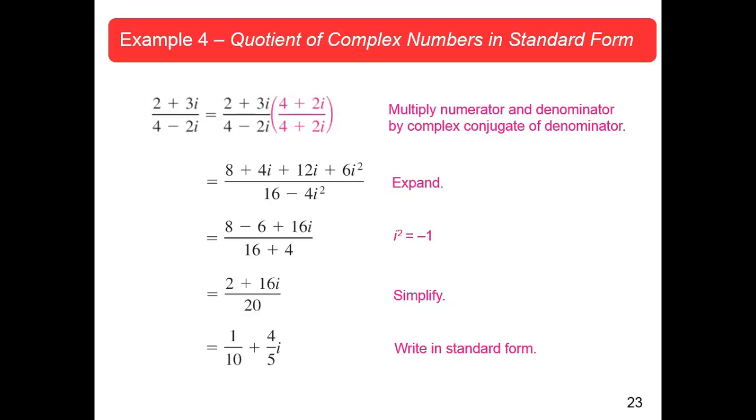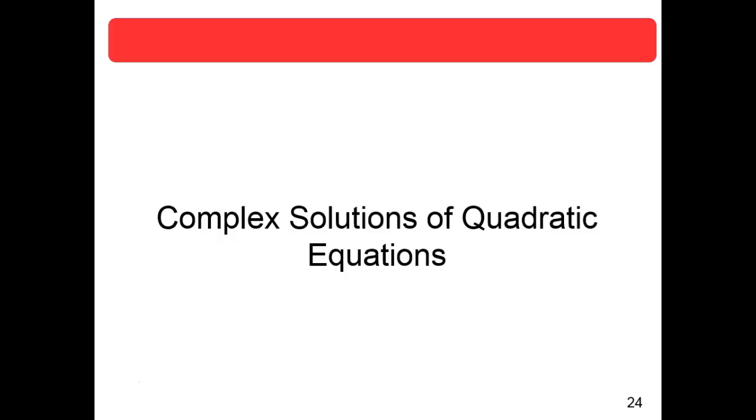There is your standard form. Guess what? These don't have to be whole numbers. They don't have to be integers. They can be fractions, decimals, rational, irrational, anything you want them to be, just any real numbers. 1/10 plus 4/5 i, that's your standard form. Okay. 12 plus 4 is 16. How did I miss that?